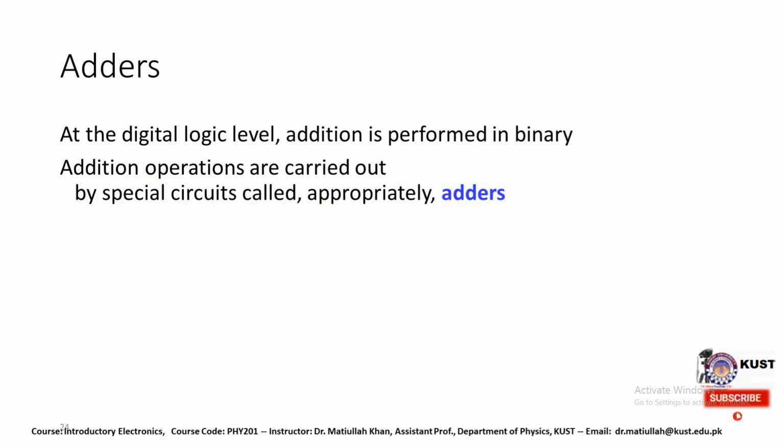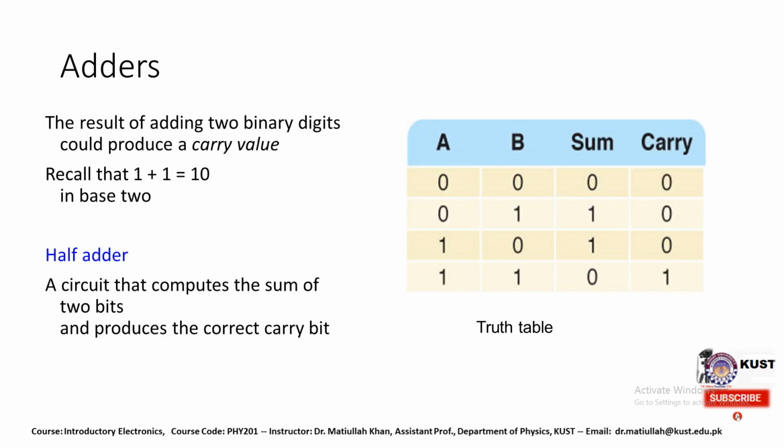We have adders. In digital circuits, addition is performed as binary addition, and that is carried out by a special circuit that is normally called an adder. We also have a separate lesson on adders because it's part of our course. In the case of adders, the result of adding 2 binary digits could produce a carry value of 1, just like 1 plus 1 is equal to 10 in the binary number system.